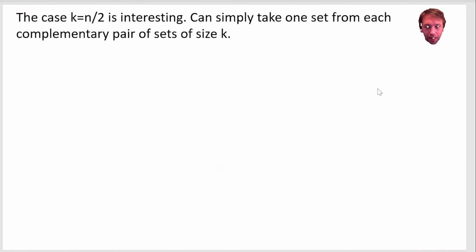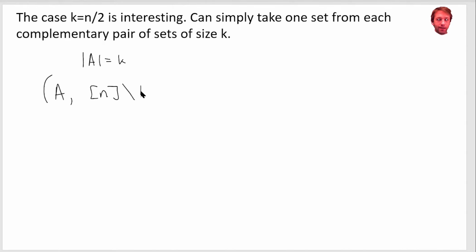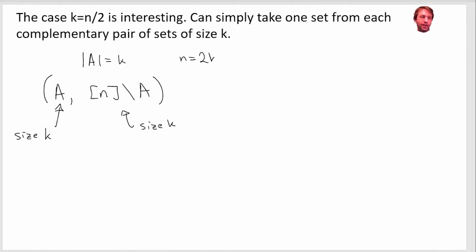Okay, like I was saying, the case k equals n over 2 is interesting. Maybe I'll just say a little bit about this. If k is n over 2, if the size of A is k, then you have these complementary pairs, A and n minus A, and they both have size k, right? Because n is 2k.